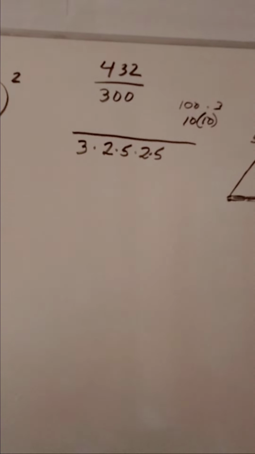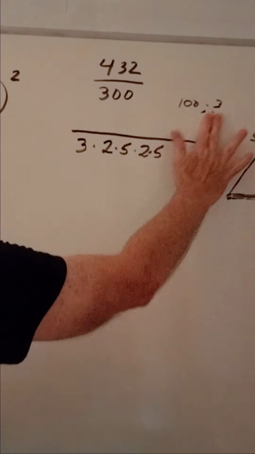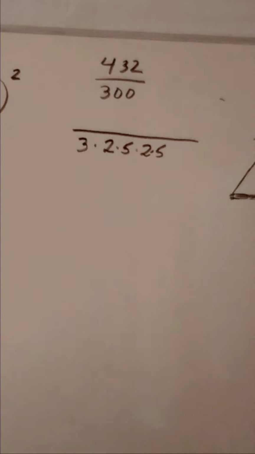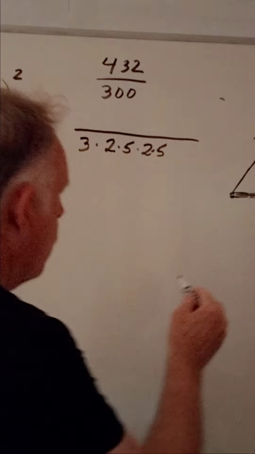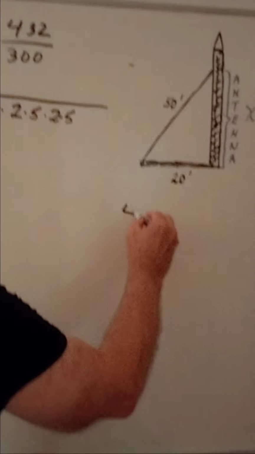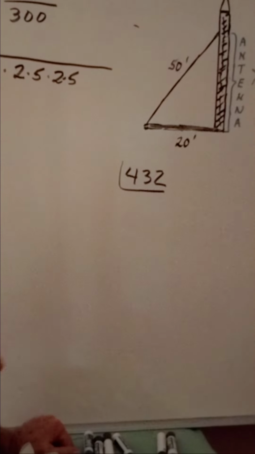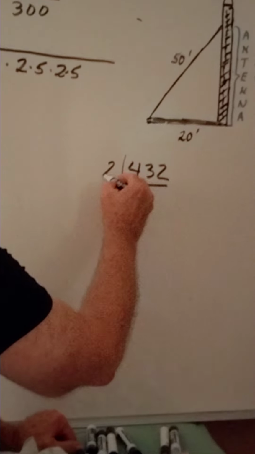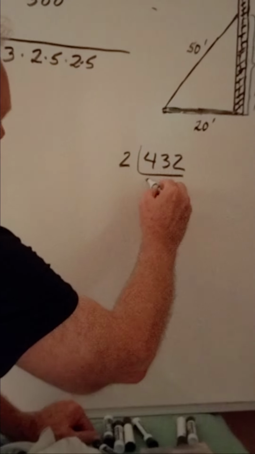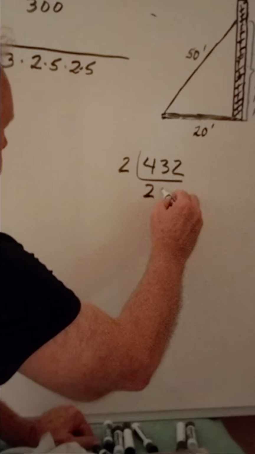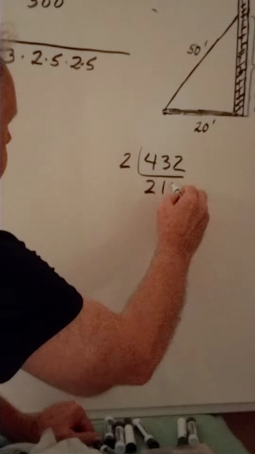So we have the prime factorization of 300 completed. Now let's do 432, and I'll do an upside down division for that. We can divide it by 2. 2 is our first prime number. That would be 2. 2 would go into 3 once, with 1 left over.